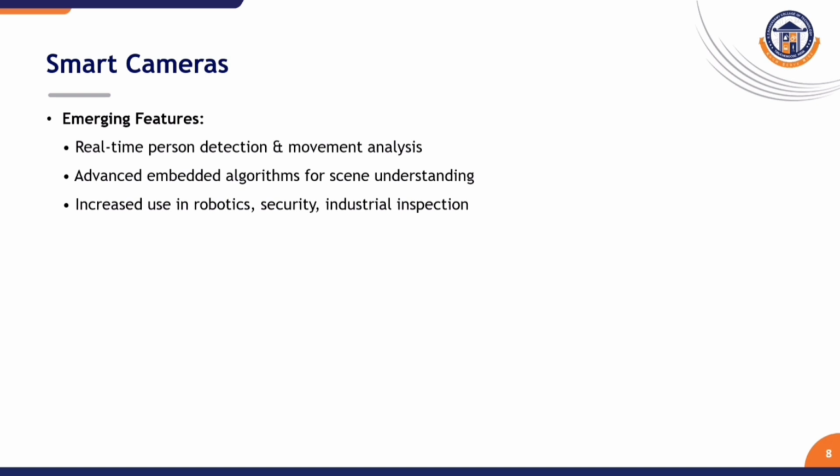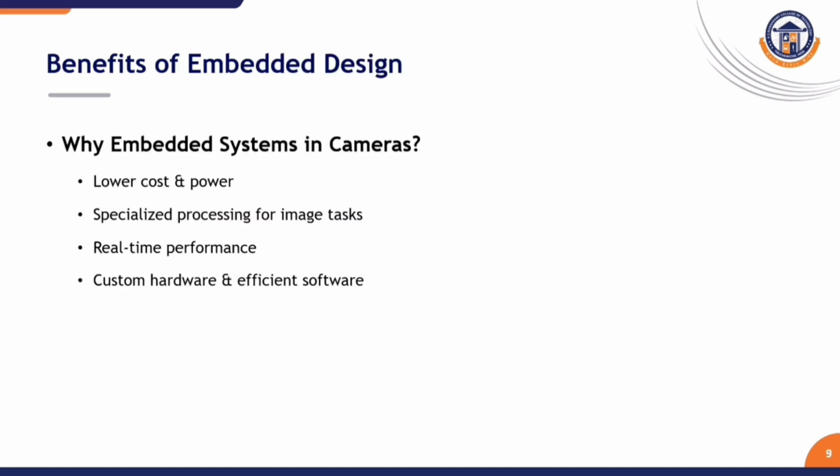Next, we are going to discuss the benefits of embedded systems. Why embedded systems in cameras? Why do we especially need to use embedded systems? The key benefits are low power consumption, because it is a battery operated device and consumes very little power, low cost due to mass production, real-time performance, optimized hardware for image tasks, and efficient and reliable operation. Embedded design ensures maximum performance with minimum resources.